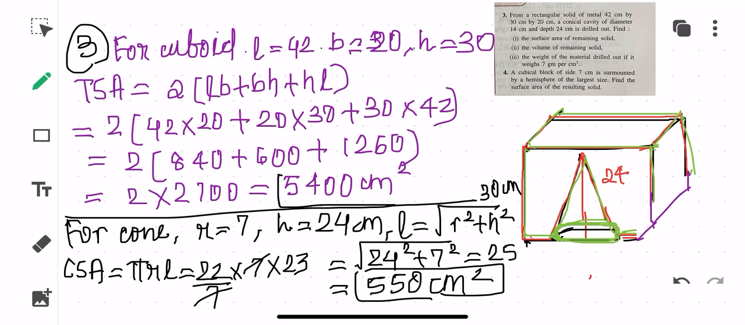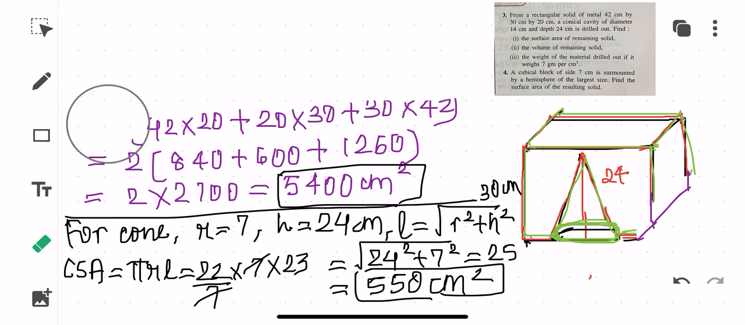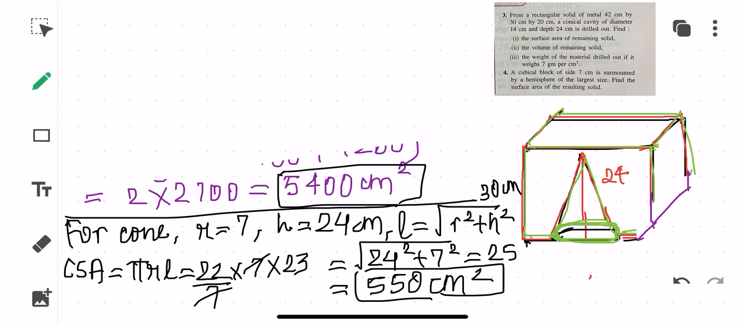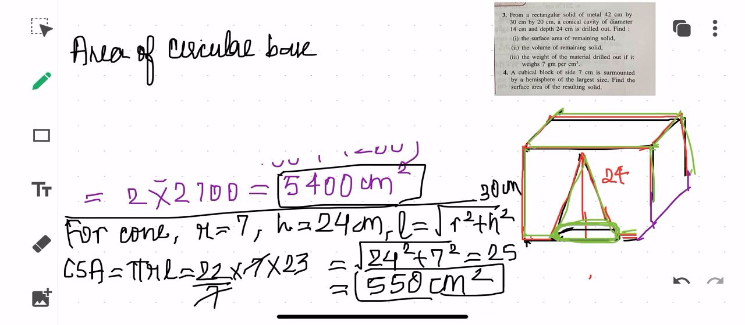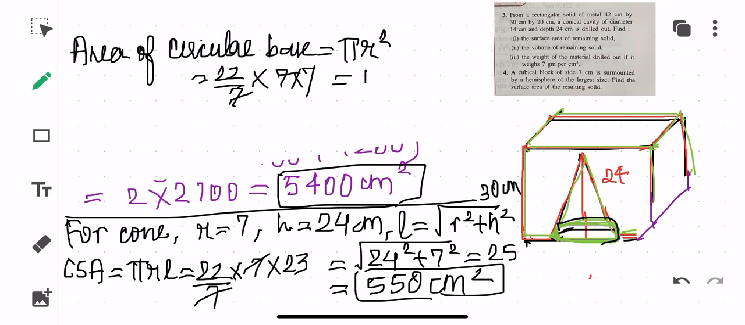Okay, so now you have found out for the total figure, you have found out for the cone, and now you need to find out for the circular base. Write down area of the circular base, since it is circular, will be equal to pi r square, which in turn is equal to 22 upon 7 into r, which is the radius of the cone, equal to 7, into 7. So this comes out to be 22 into 7, which is 154 centimeter square.